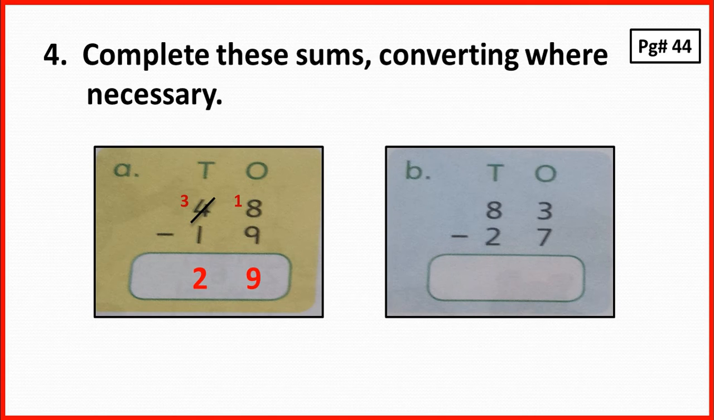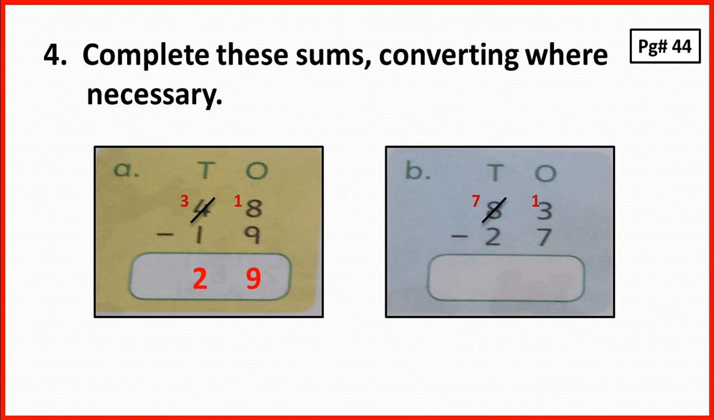Now I am going to do part B of question 4. Can we take away 7 ones from 3 ones? No, we need more ones. So we have to take 1 ten from the tens column and change it into 10 ones. Now we have 13 ones and 7 tens are left.